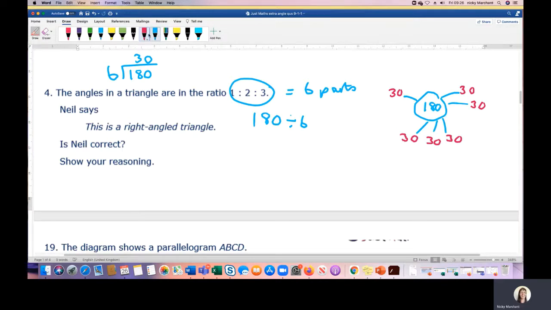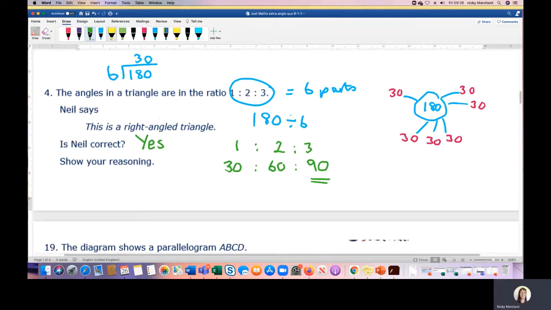And it also means if we wrote it as the ratio, 1 to 2 to 3, it means this smallest angle must be 30. This one is twice as big, it's 2 parts, so it must be 60. And this last angle is 3 parts, so 3 times 30, so it's 90. So your angles can be split in a 1 to 2 to 3 ratio. And look, you've got an angle of 90 degrees, which makes it a right angle triangle. So yes, he is correct.